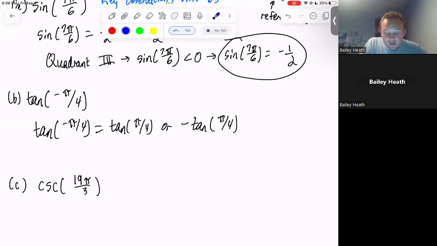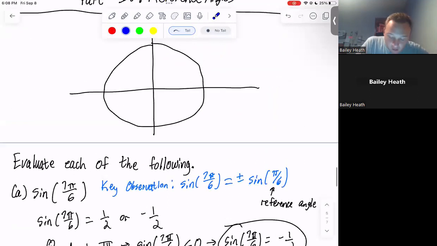Well, we know that tangent of pi over 4 is 1. So again, the question is simply, at the angle negative pi over 4, is tangent going to be positive or negative? Well, we look here at our circle. We go to the angle negative pi over 4. Because it's negative, we're going to go clockwise, in this direction.